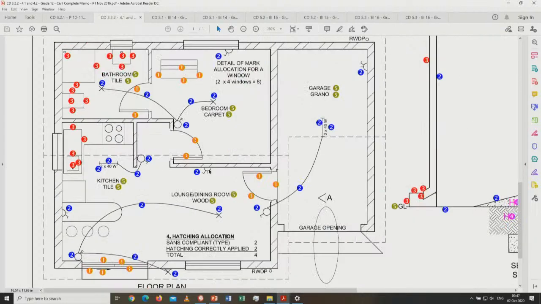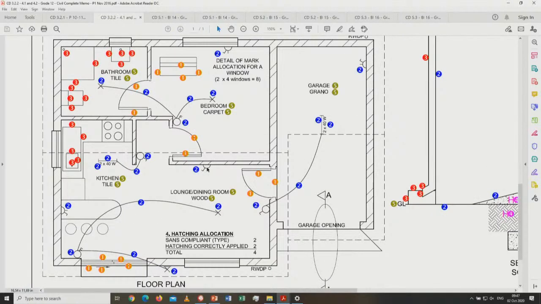Okay, and then these are the sockets that you can see. There were 4 of them. 1, there's the other one, 2, there's the other one, 3, and the 4th one was over there. And then, of course, we have 2 switches over here. One's running to this room, the other one's running to the bathroom. And that is basically what you can see about those symbols.